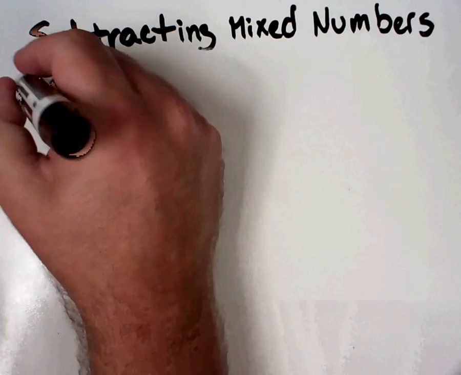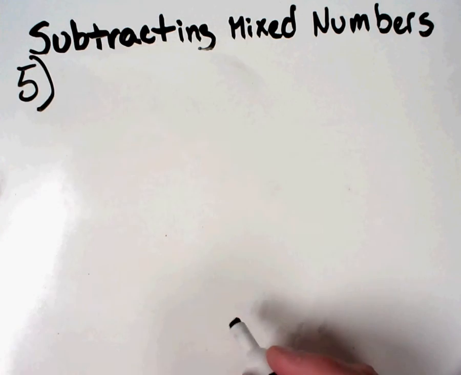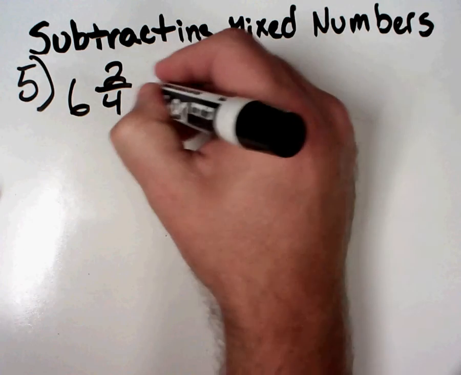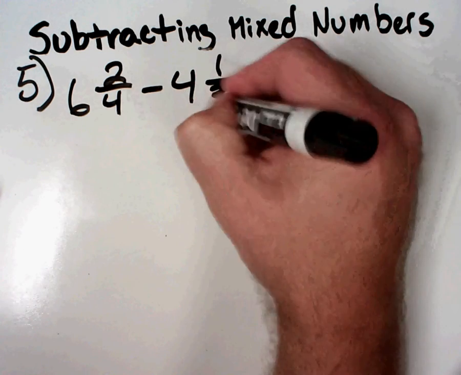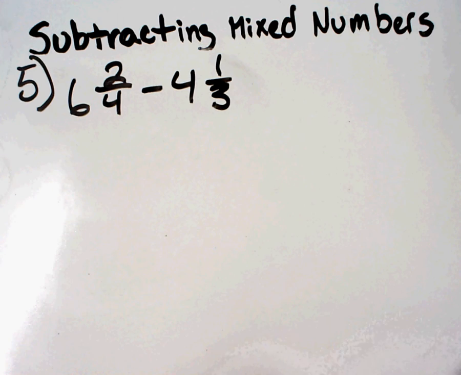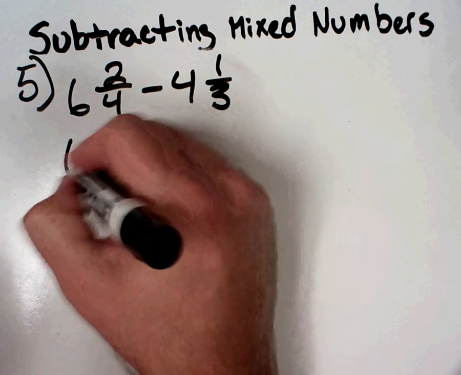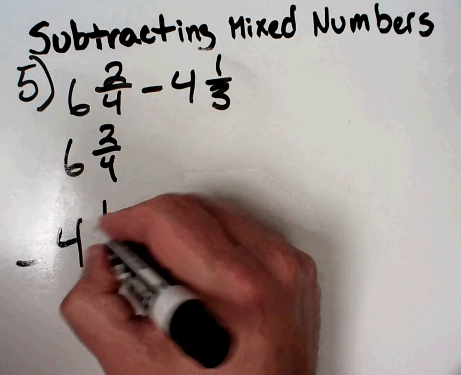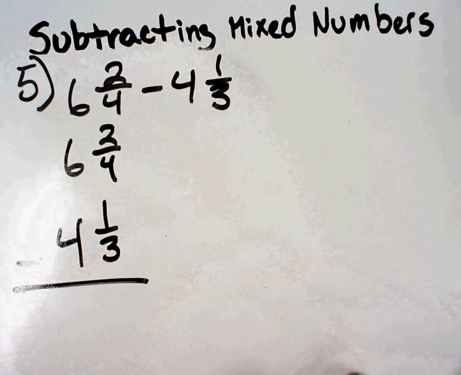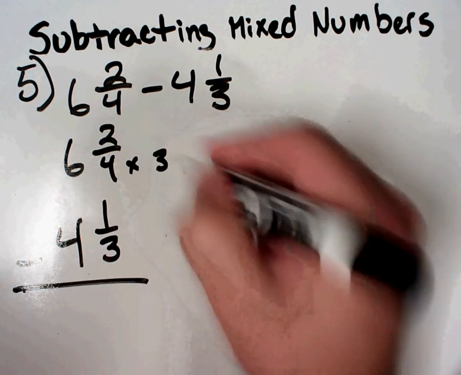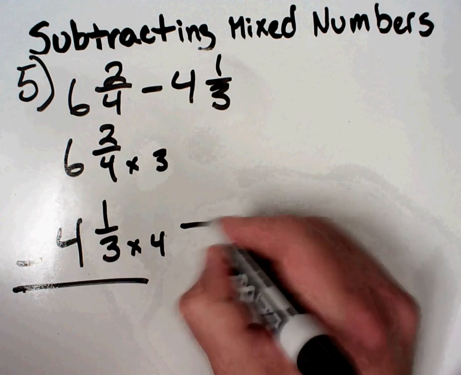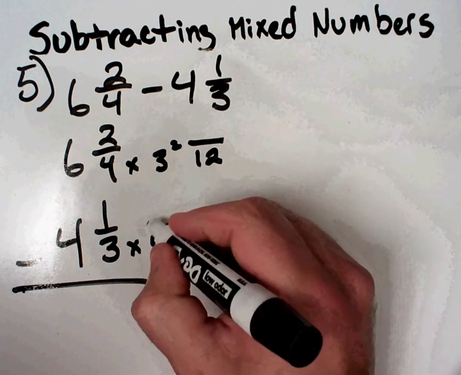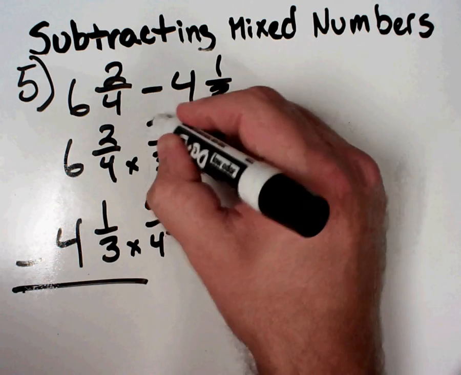All right, number 5. So number 5, I have 6 2/4 minus 4 1/3. All right. Again, I'm going to multiply my denominators to come up with my common denominator. So I'm going to multiply 4 times 3, and then 3 times 4. So that'll give me my common denominator of 12. Whatever I do to the denominator, I must also do to the numerator.